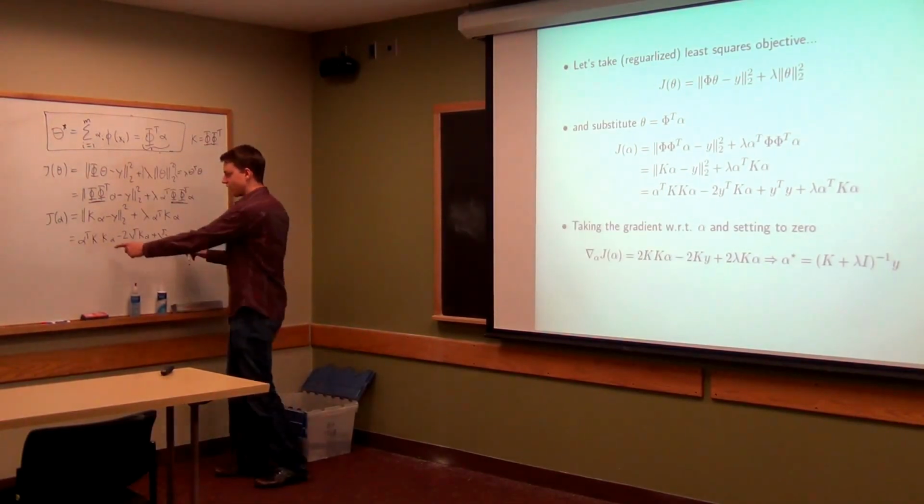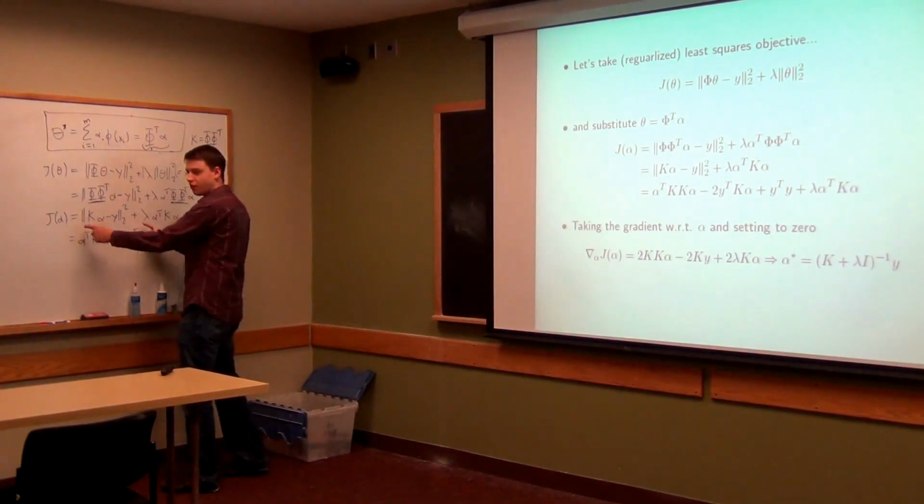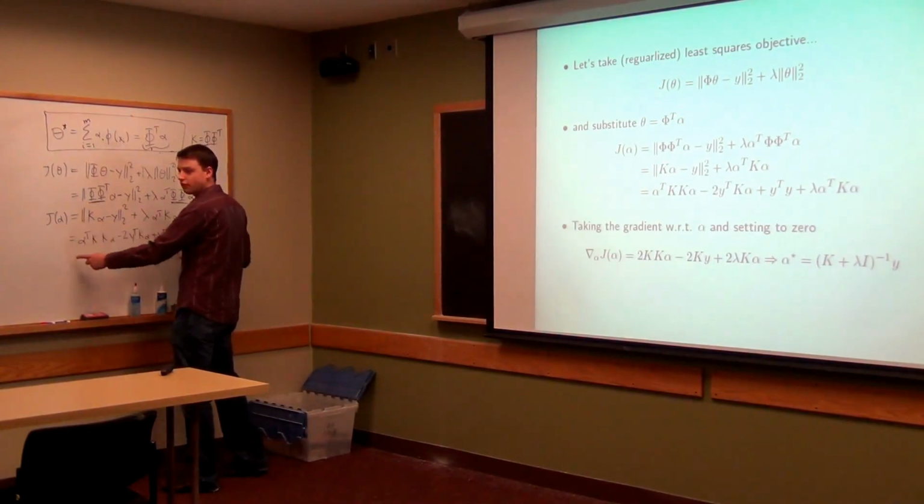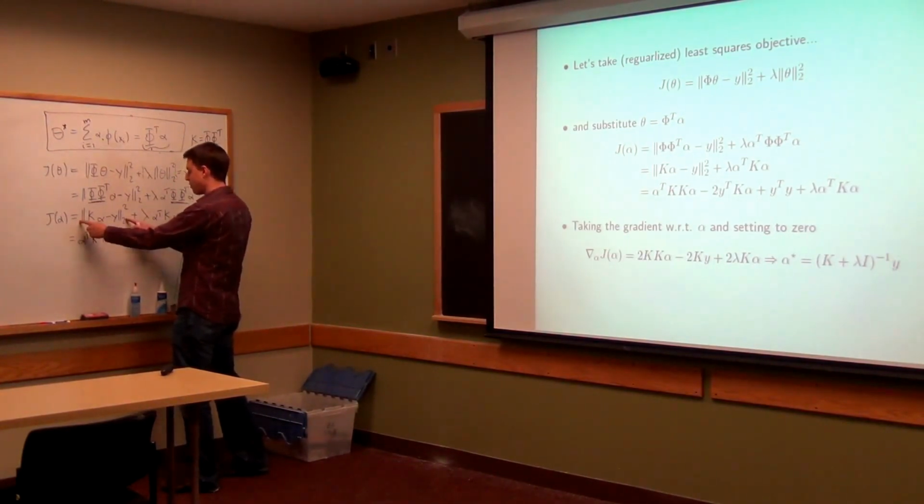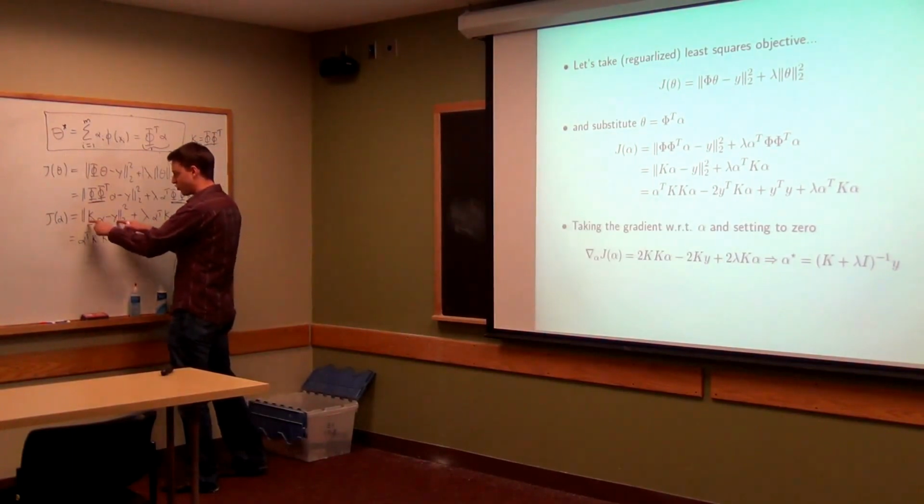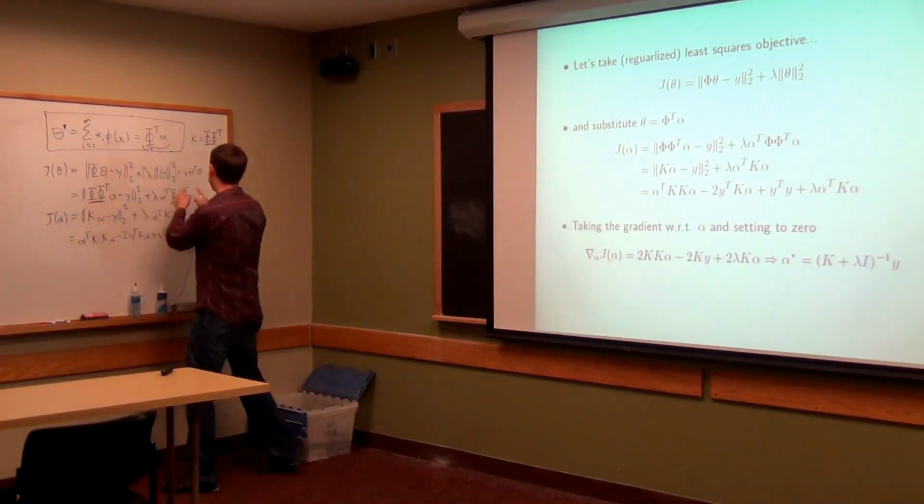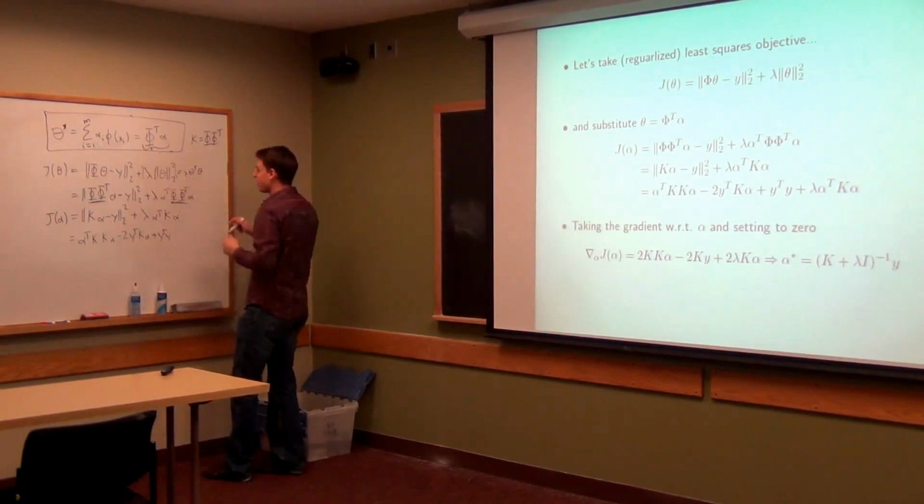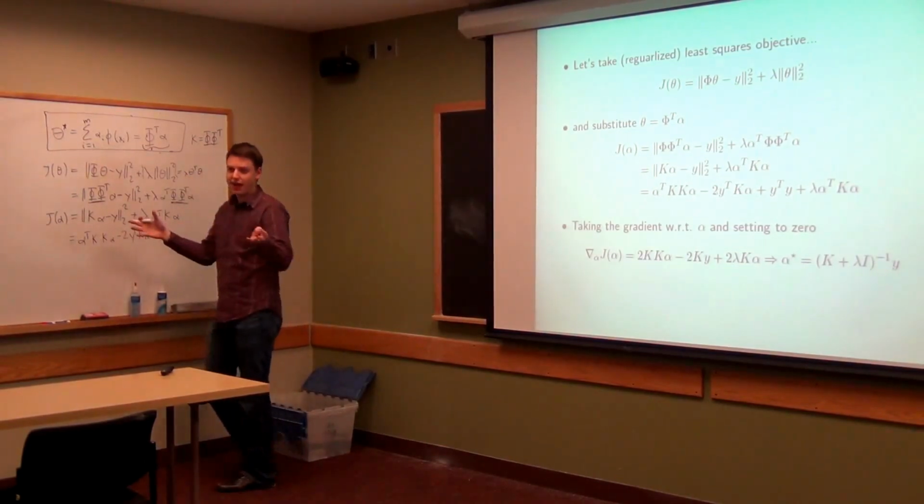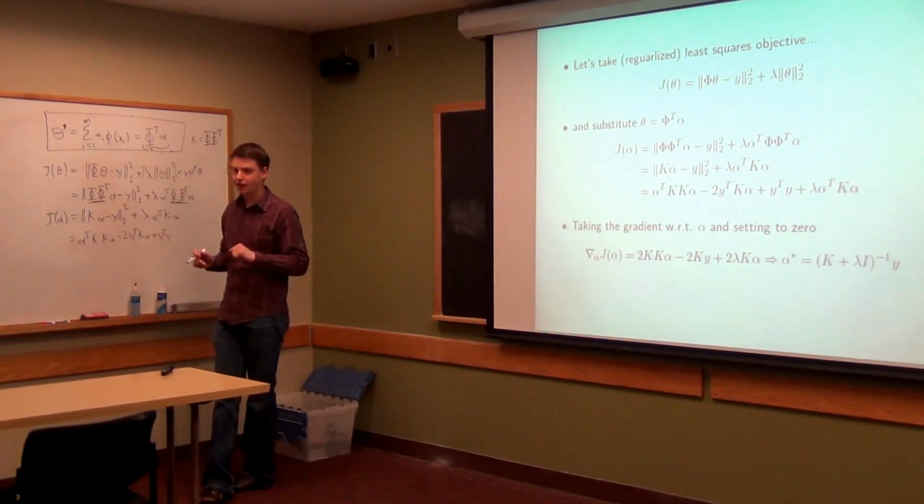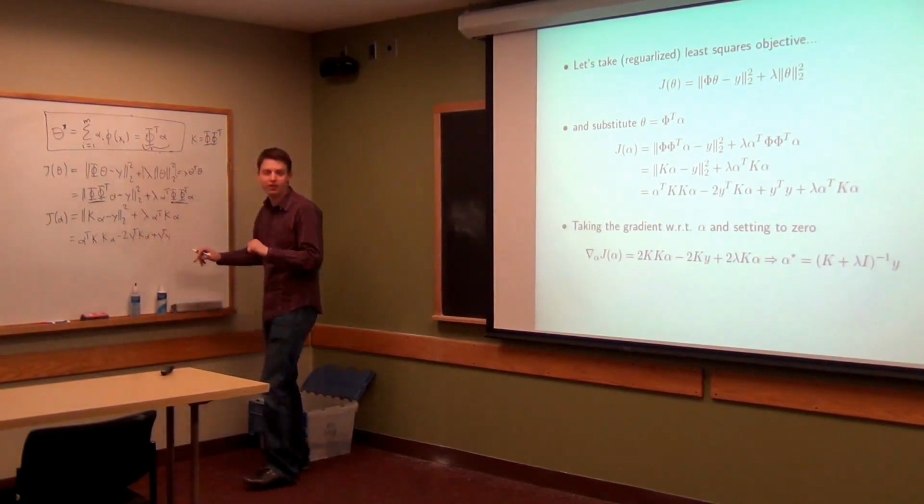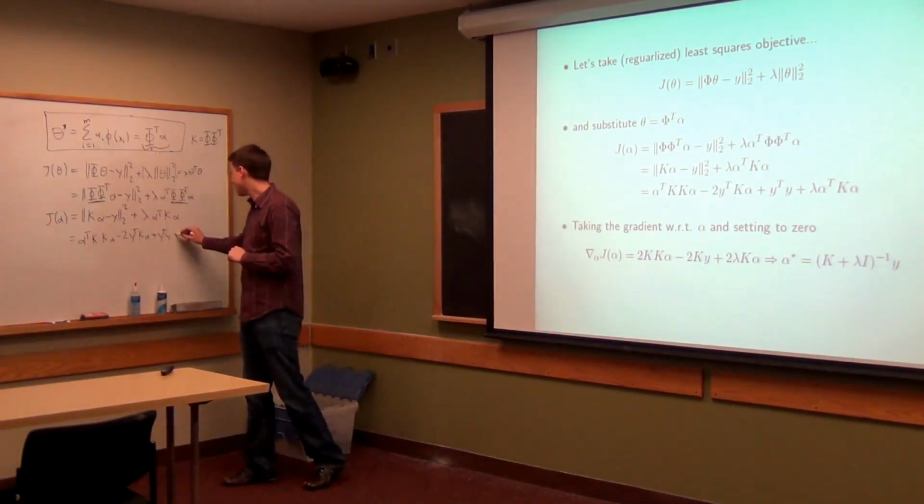Does everyone understand this manipulation I went through here, from here to here? This thing, remember, is equal to this transpose times this. This is what we used up there. Then we just distribute out each term of that product, so I'm just abbreviating that a little bit. And then we add regularization here, which was lambda alpha transpose K alpha.